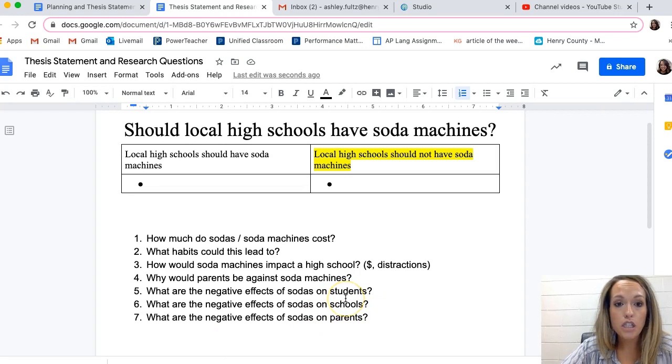If you have any questions about this, please let me know. I hope you found a topic that is interesting to you, and I hope you could easily come up with a few questions that will be answered in your research.